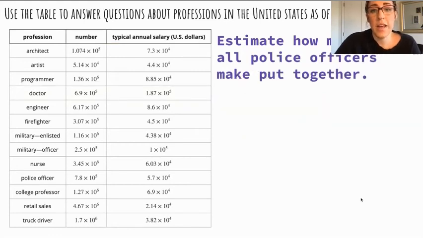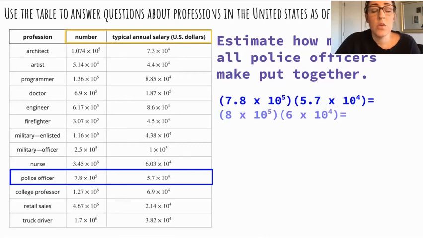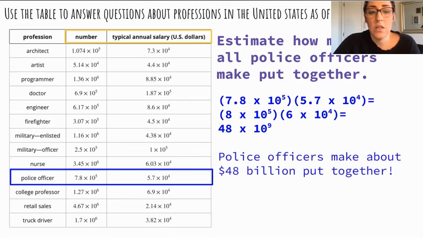In the next one, we estimate how much money all police officers make put together. So we have our police officers, we're looking at the number times the typical annual salary. So again, we're going to use estimations. We're going to say 7.8 is close to 8 and the 5.7 is close to 6. Those leading factors, 8 times 6 is going to give us 48. We're going to add our exponents together for the powers of 10 to be 9. So we could say police officers make about 48 billion put together.